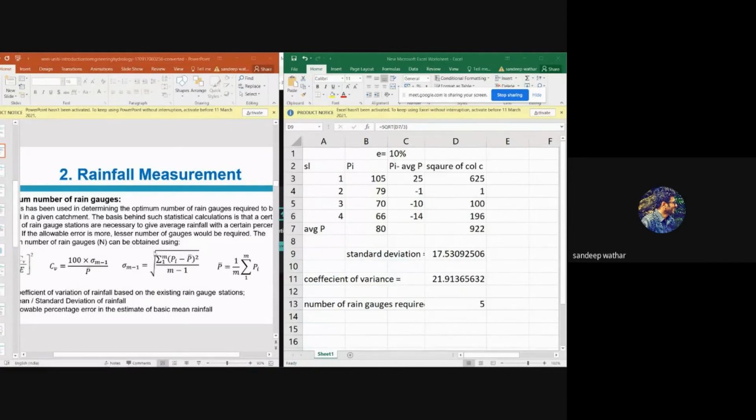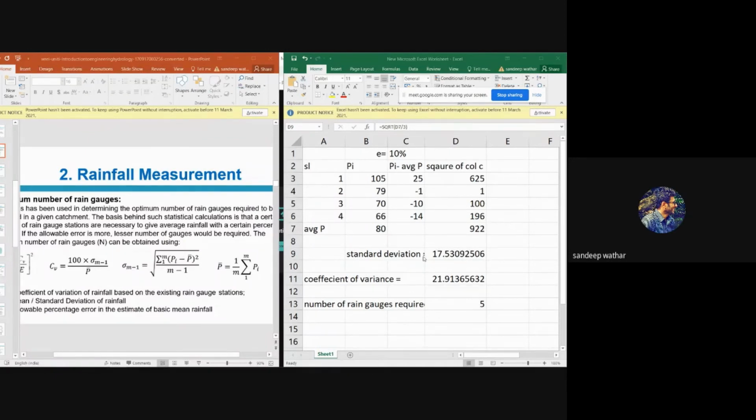See here, this is the square root of summation of Pi minus P bar whole square. So what is the summation of Pi minus P bar whole square? This is 922. This value should be divided by m minus 1. m is how much? 4. The number of rain stations that are available is 4. So 922 divided by (4 minus 1), whatever value you get, you should take the root of that. If you take the root of that, you will get the standard deviation.